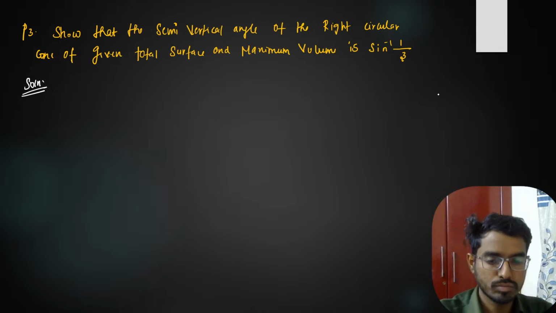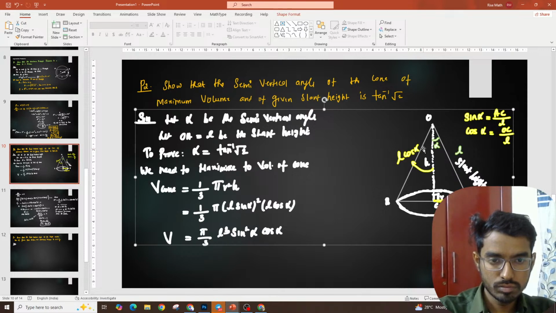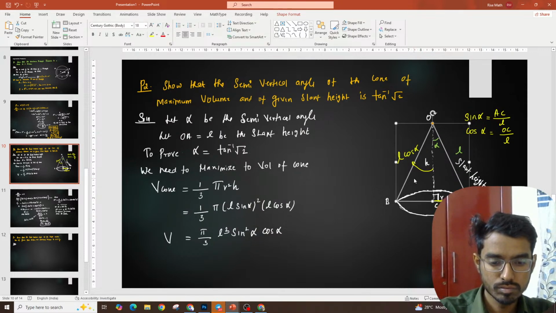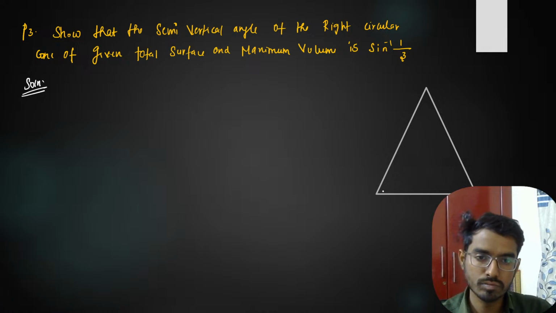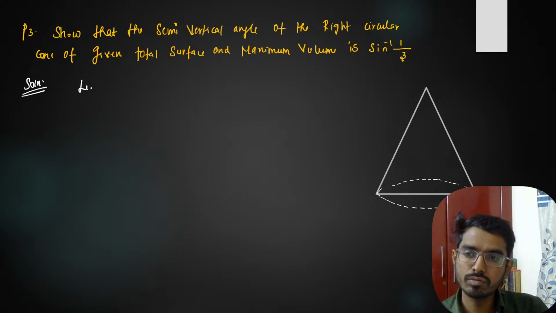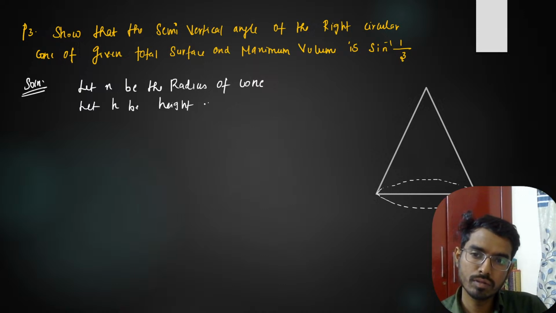So we'll do this. Okay. So let x be the radius of the cone, h be the height and y be the slant height of the cone.